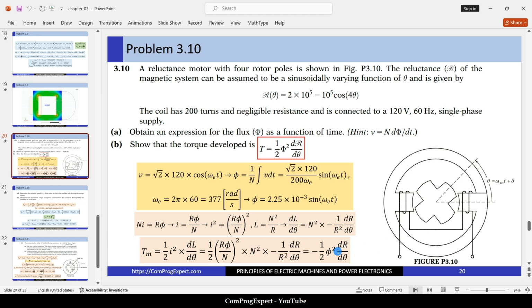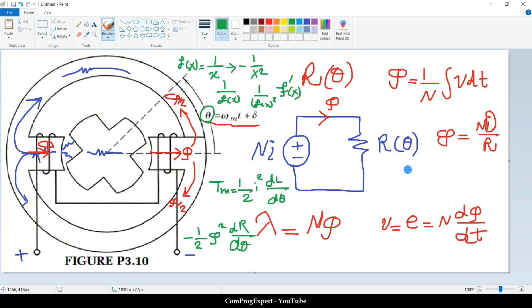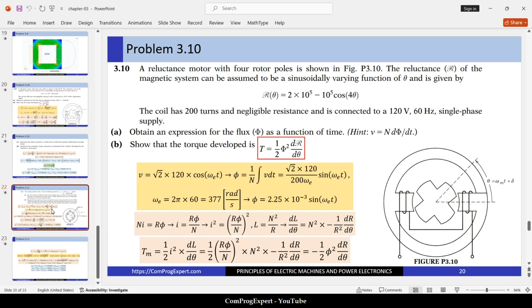So you can calculate the flux, the derivative of the reluctance versus the rotor position, calculate the average torque, and optimize your design. This is an important equation. Also, you can calculate the torque using the magnetomotive force, Ni, or F. You can prove those equations similar to this one. Anyway, let's go for the next problem.